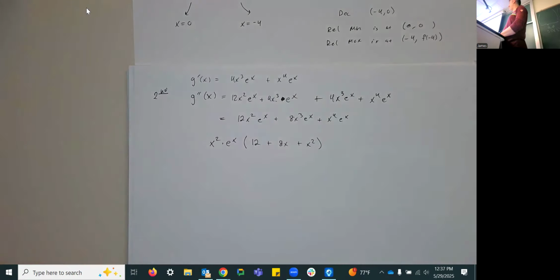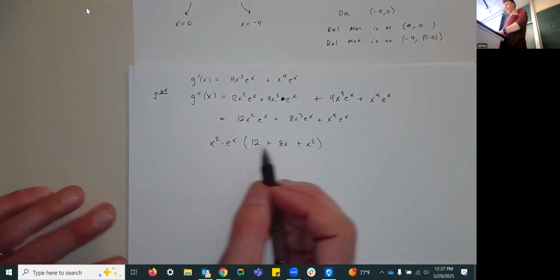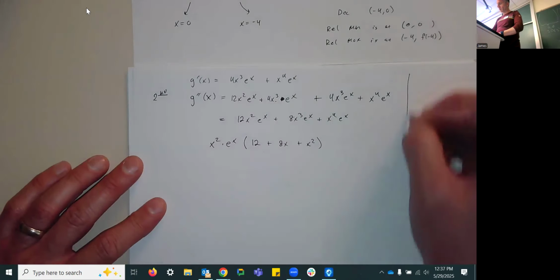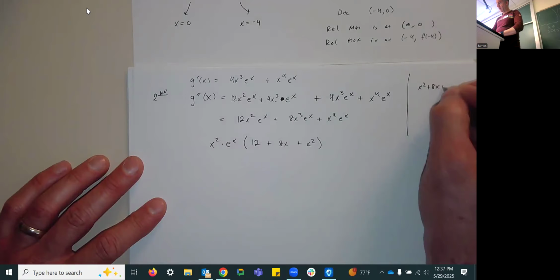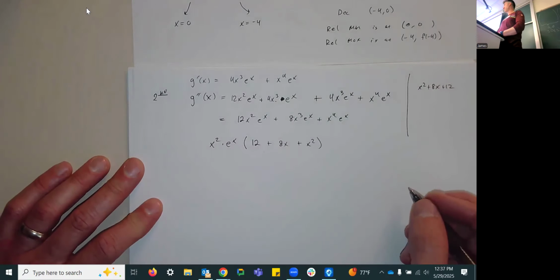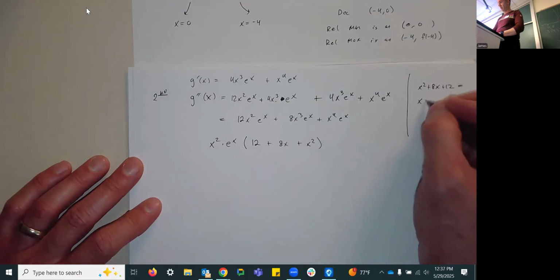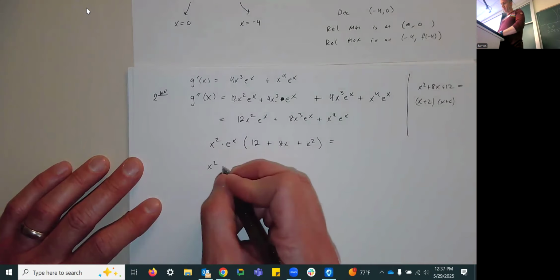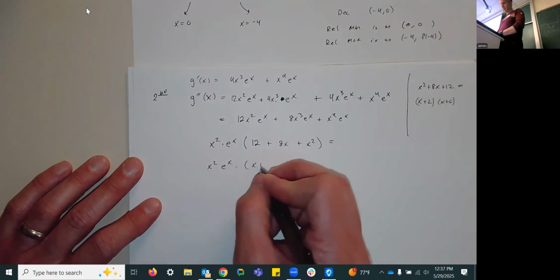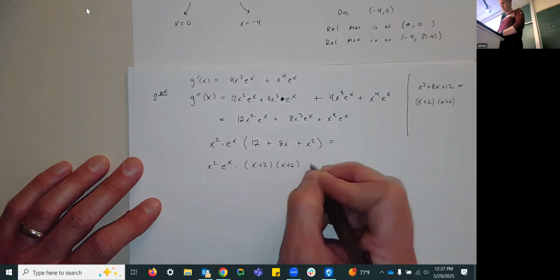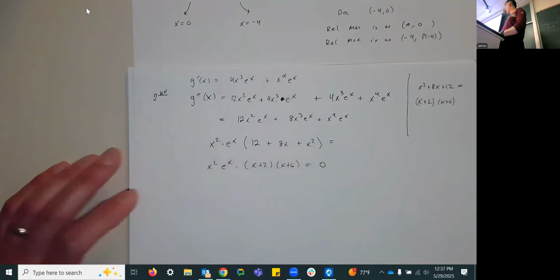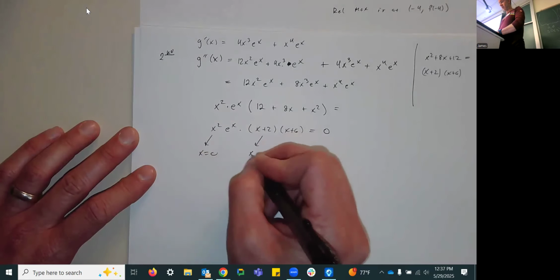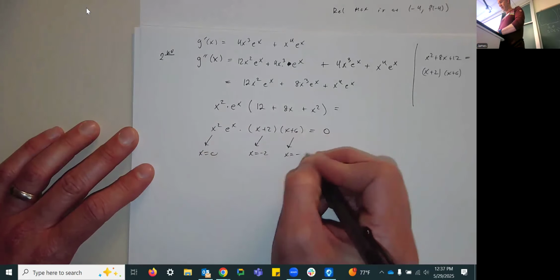And I feel like I've really written this in the backwards order, right? Because if I wanted to try and factor that, it's much more typical to write it as x squared plus 8x plus 12. But if we have x squared plus 8x plus 12, I can definitely think of two numbers that multiply to 12 and add up to 8. They're 2 and 6. So this factors as x plus 2 times x plus 6. So we end up getting x squared times e to the x times x plus 2 times x plus 6 equal to 0. And so we end up getting 3 critical points here. We get x equal to 0, we get x equal to -2, and we get x equal to -6.